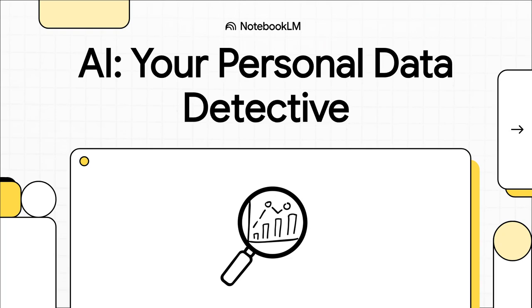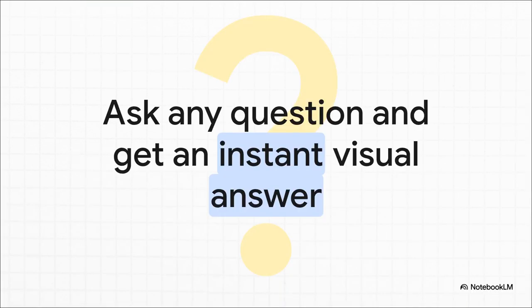Welcome to The Explainer. Today, we're diving into something really cool, how AI is basically turning all of us into our own personal data detectives. I mean, just think about it for a second. What if you could look at, I don't know, a giant pile of numbers, or a super dense article, or even just a picture, and ask it, so what's the real story here?